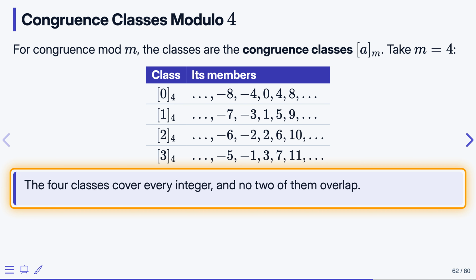Now look at the whole picture. Take any integer you like, divide by 4. The remainder is 0, 1, 2, or 3. So the number lands in exactly one of these 4 classes. The classes cover everything and they never overlap.